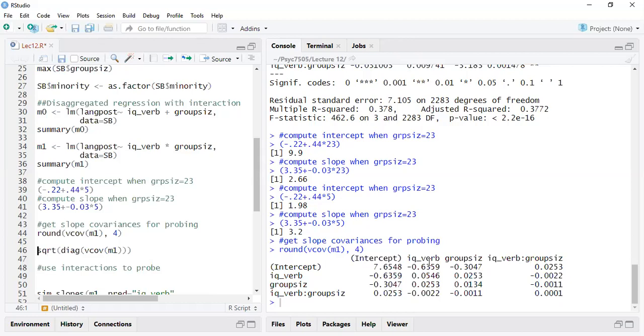We can use those. And so in our case, to test the simple slope, we need the variance of verbal IQ, the variance of the interaction, and their covariance. I need those three values to plug in.